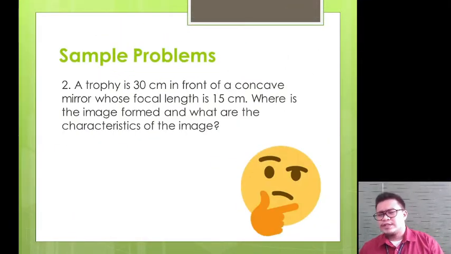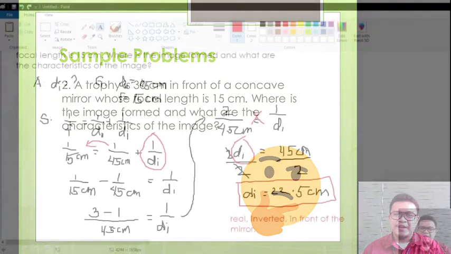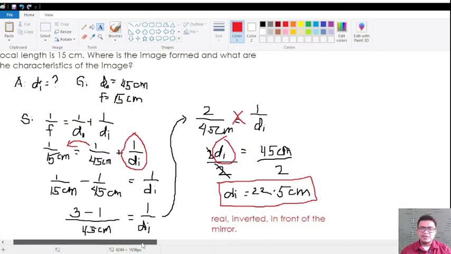A trophy is 30 centimeters in front of a concave mirror whose focal length is 15 cm. Where is the image formed and what are the characteristics of the image? Pause, read again, and think. Okay, so let's solve this problem. To do that, let me switch to my solution board. Okay, so our solution board is still showing our first problem. So let me switch to the second problem.